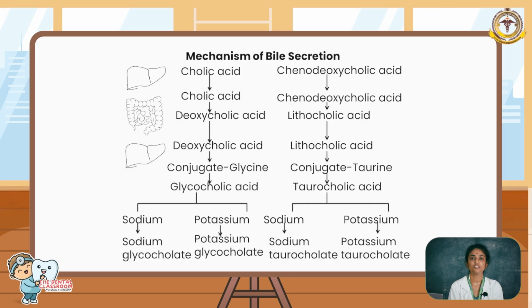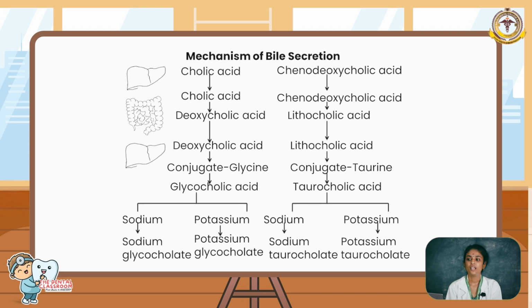Now we are going to see about the mechanism of bile secretion. We all know the bile salts are sodium and potassium salts of bile acids, which are classified into primary bile acids and secondary bile acids. The primary bile acids are cholic acid and chenodeoxycholic acid. The secondary bile acids are deoxycholic acid and lithocholic acid. With the help of this, we are going to see the mechanism of bile secretion.